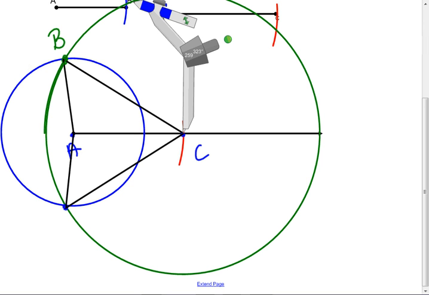Connect your points. I always start with a ray, and I got to start with a point. I picked this point. Then I got that point. Now I got 2 points. Only place to put my compass point is at A and C. That's it.